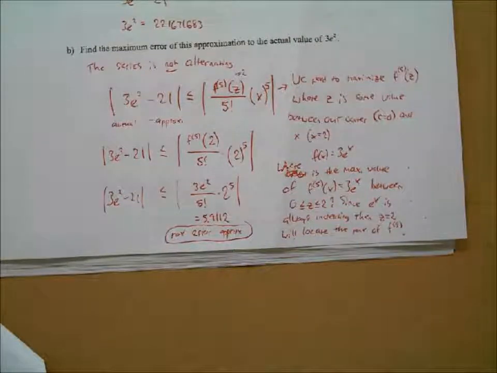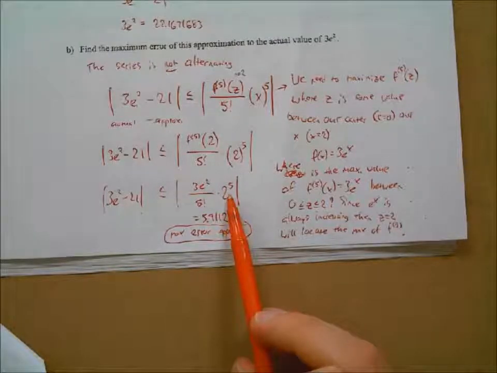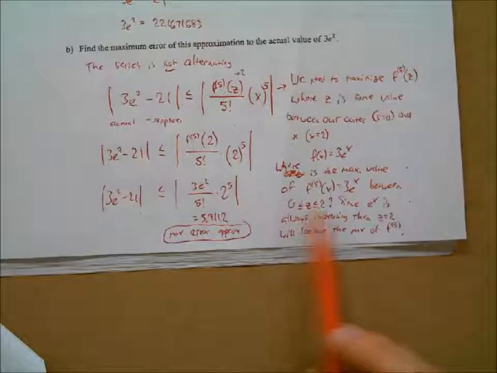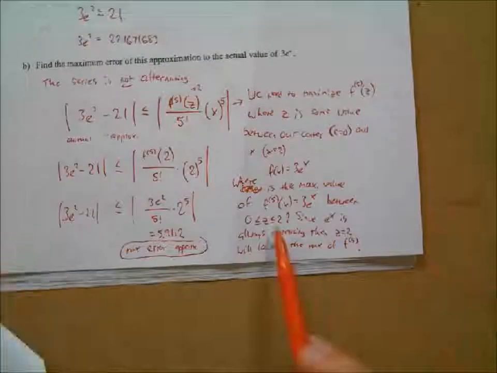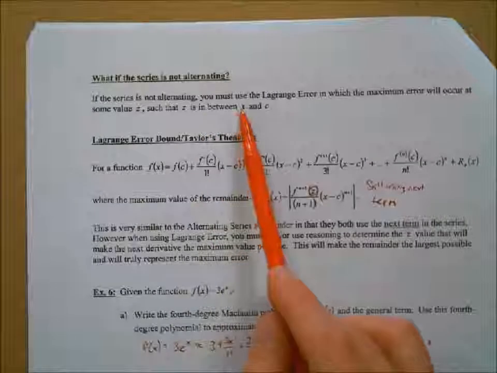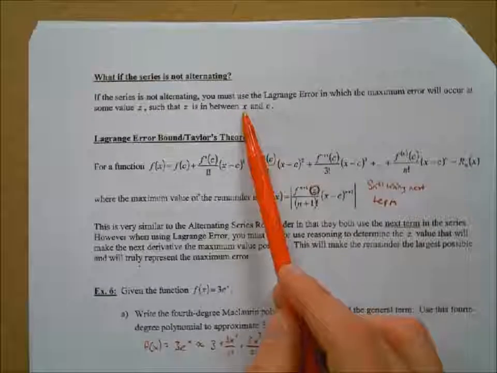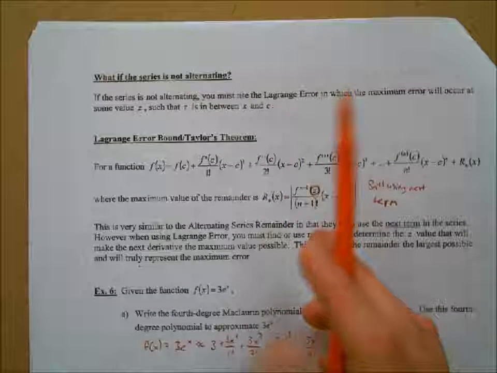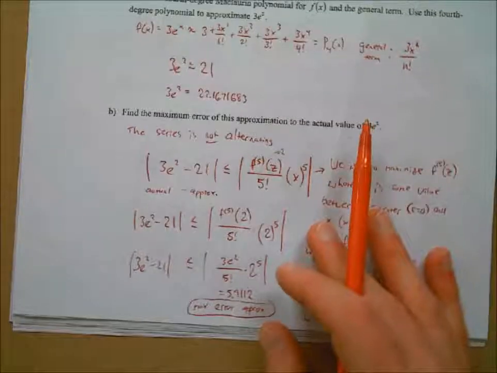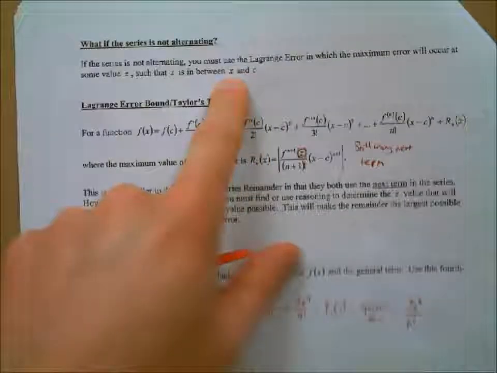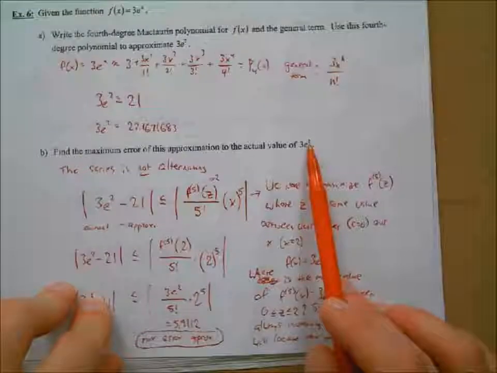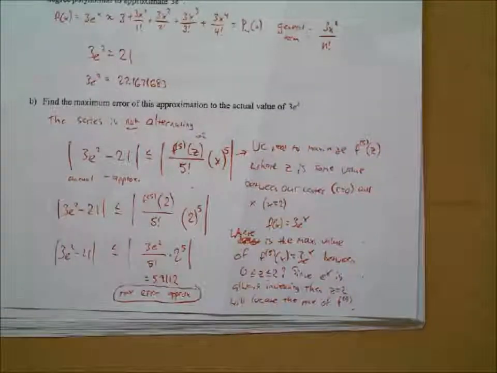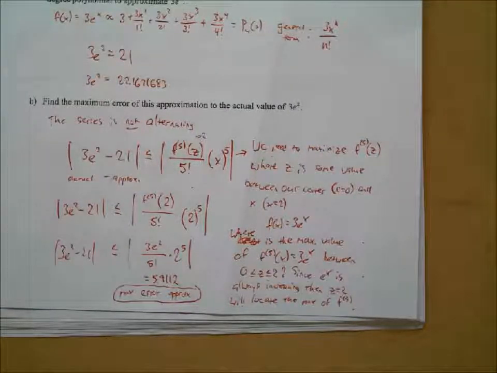So, question. Where did the 2 come from in the 0 is less than or equal to z? Well, in our explanation, again, where does z come from? Z will be between your x value that you're trying to approximate at, and the c, the center of the Taylor polynomial, or the Maclaurin polynomial. Since it's a Maclaurin polynomial, we know it's centered at 0, so c is 0. And then our x value here, we're trying to evaluate 3e to the 2, so x is 2. So between 0, our center, and 2, our value that we're evaluating at.